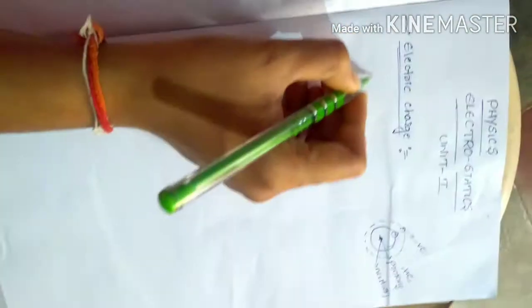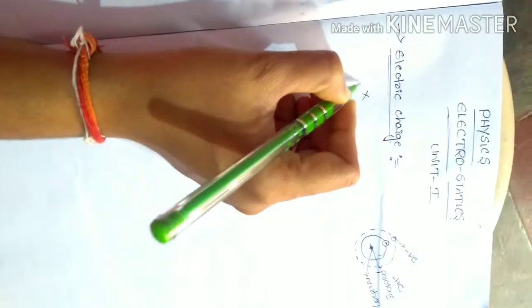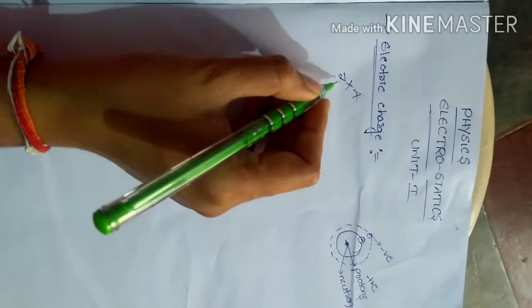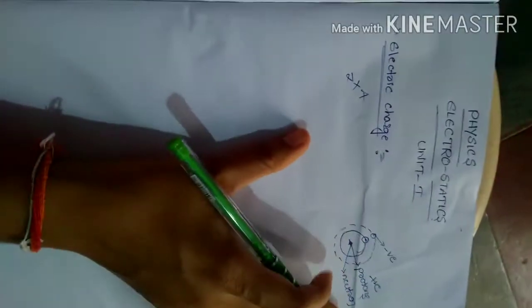We know that an element can be represented as X with Z and A. Here Z is the atomic number and A is the mass number. Atomic number means the number of protons or the number of electrons. So the number of electrons and the number of protons are equal in any atom, and we can say the atom is electrically neutral.